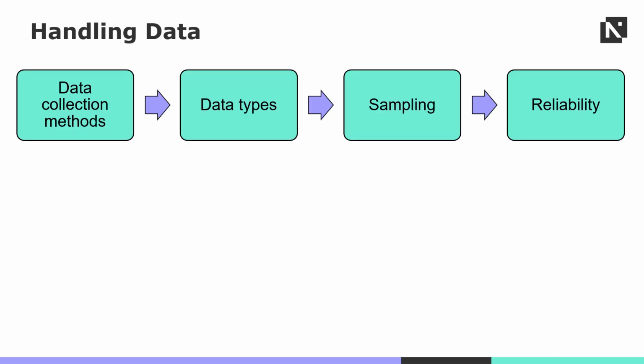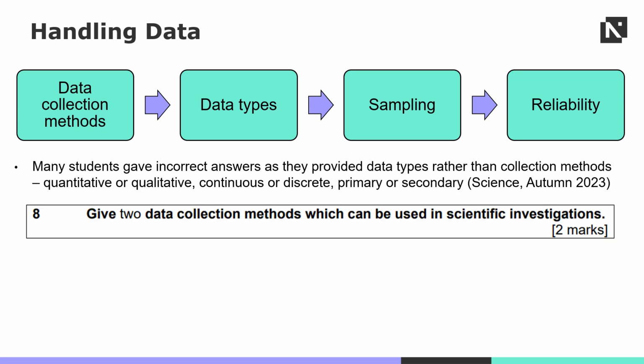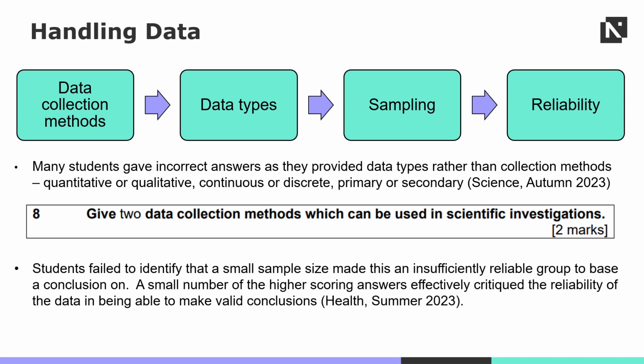Another area of data handling where students seem to struggle was in terms of interpreting data types and data collection methods. So for example here, in the science paper of autumn 2023, students gave incorrect answers as they were confusing data types with data collection methods. So students do need to know the difference between them and how they apply in different contexts.